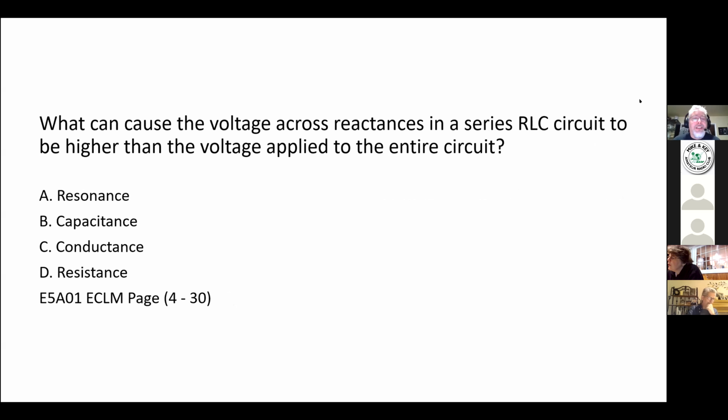What can cause the voltage across reactances in a series RLC circuit to be higher than the voltage applied to the entire circuit? A, resonance, B, capacitance, C, conductance, or D, resistance? A. Alpha. At resonance, you're going to get higher voltage than the entire circuit.